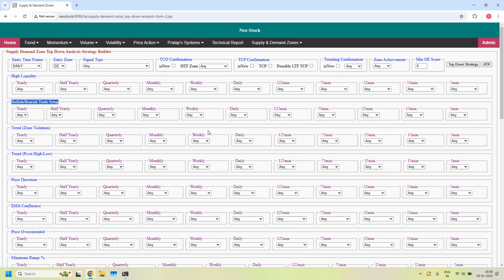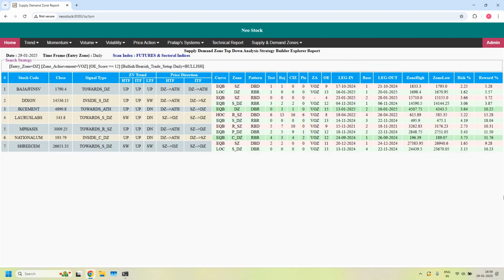In bullish or bearish trade setup parameter at entry time frame daily, I am setting bullish. Zone achievement should be violated opposing zone. Minimum odd enhancer score should be 12. And both these filters are applied to daily demand zone. Let's filter. We got 7 stocks currently supporting bullish trade setup for monthly income trade.